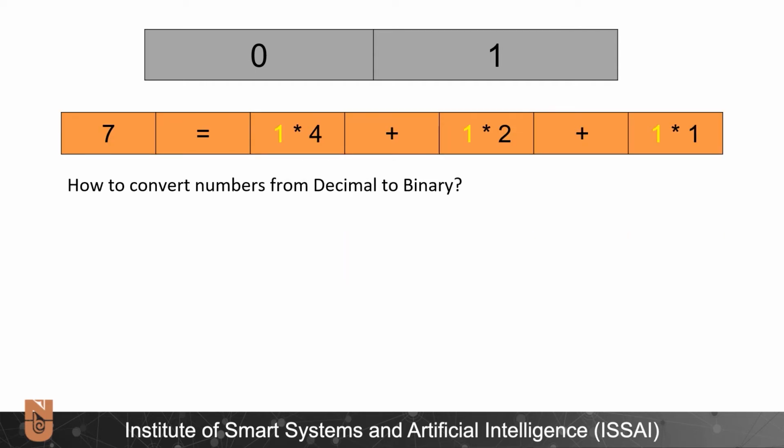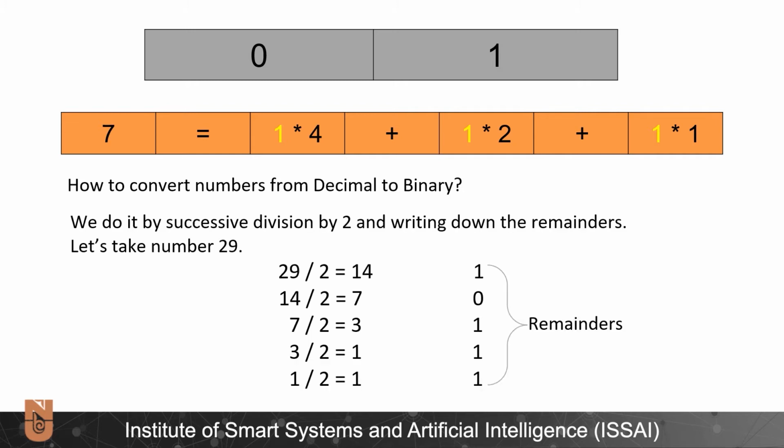The next step is to learn how to convert decimal to binary. The converting process is fairly simple. We do it by successive division by 2 and writing out the remainders. Let's quickly convert 29 into binary. First, we divide it by 2 and write out the remainder 1. Furthermore, we divide the result, which is 14, by 2 and write out the remainder. Next, we divide the 7 by 2 and get 3 as a result and 1 as a remainder. As a last step, we divide the 1 by 2 and get 0 as a result and 1 as a remainder.